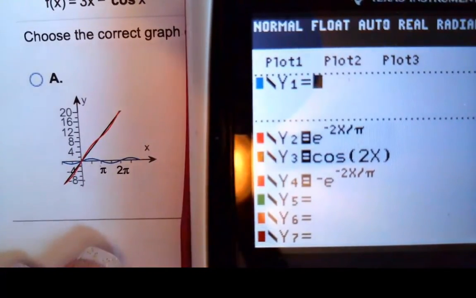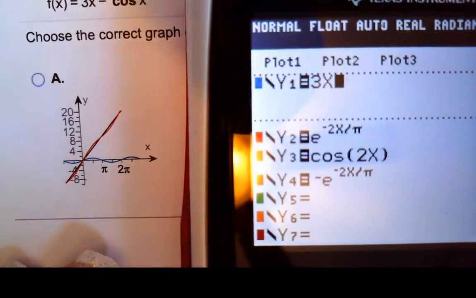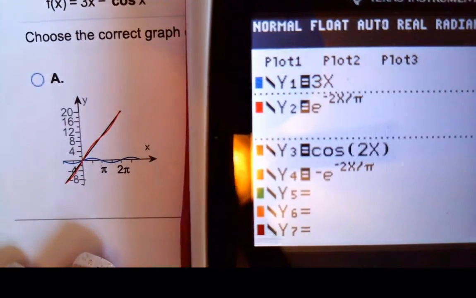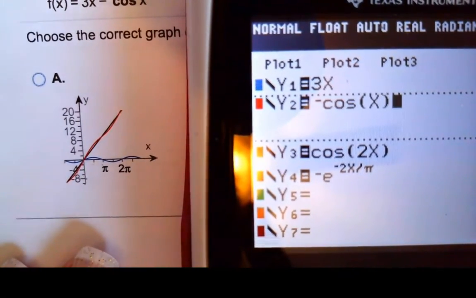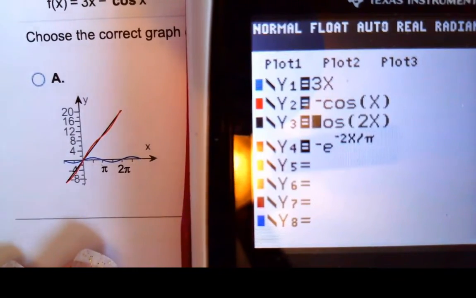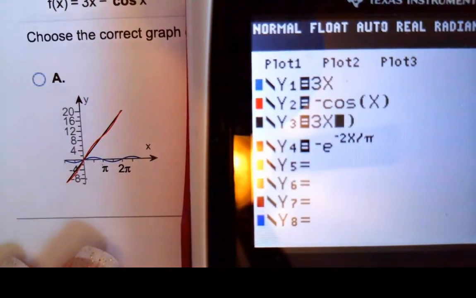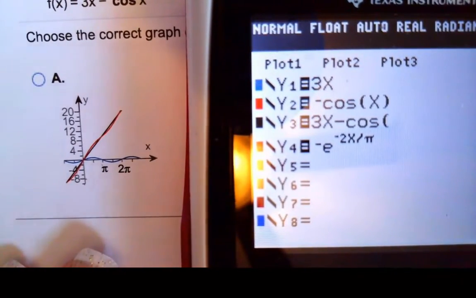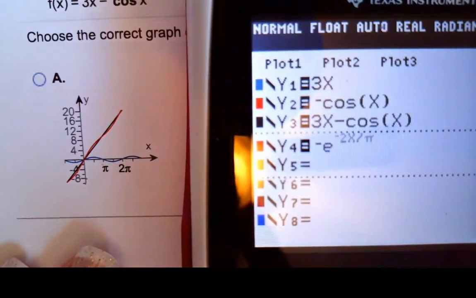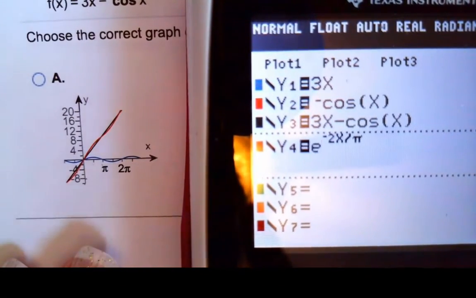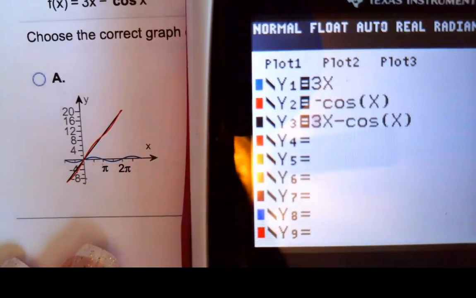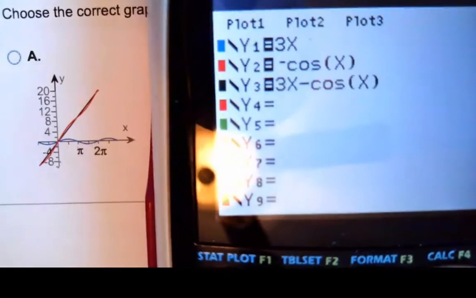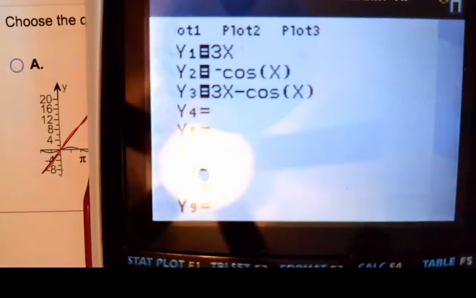And let's graph this thing. The first one says I'm going to graph 3x. The second one, I'm going to graph a negative cosine x. And the third one, I'm going to put it all together: 3x minus cosine x. And remember, you better be in radians. I don't care about any of this. So now go back up here and I can hit graph.